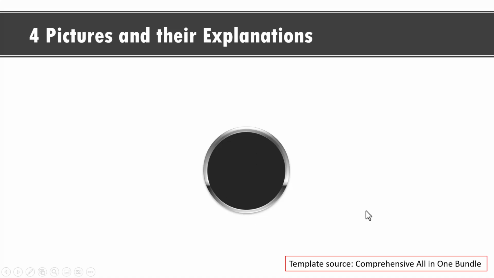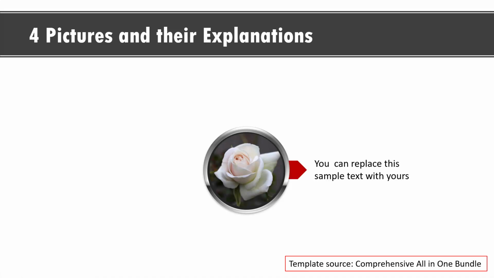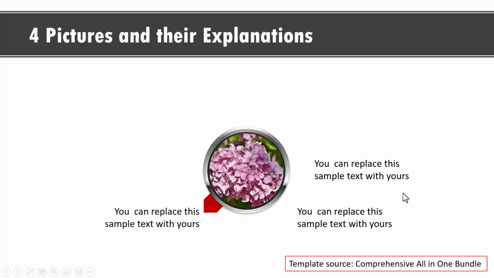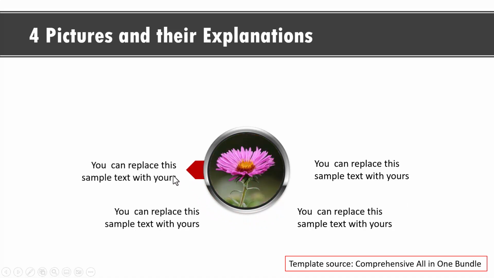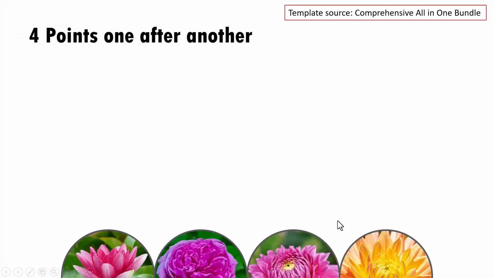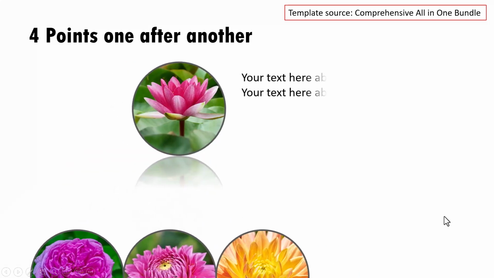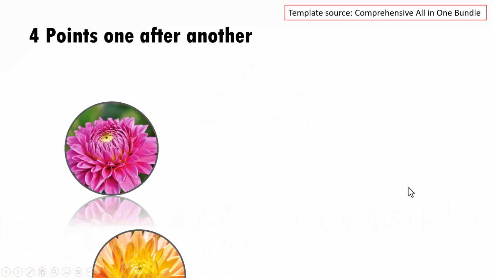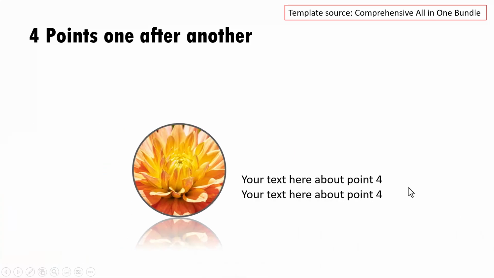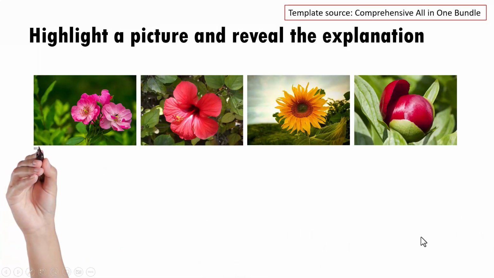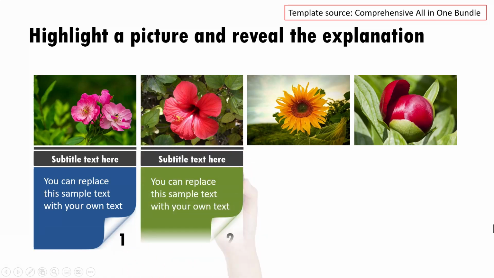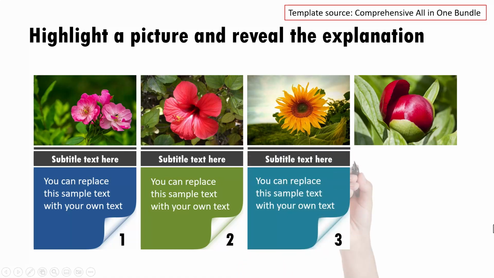Here we have a center point. On a click, we show the first picture and the explanation, and then the second picture and the explanation, and you can see that the picture changes every time I click and a new explanation is revealed. The next example is this one where we show 4 points one after another, once again with 4 pictures. On a click, we show the first picture like this and then the explanation and then the second picture, and then we have the third picture, and then we have the fourth picture. The last one is fairly simple. On a click, we have a hand that comes and underlines the details of the first picture, then the second picture, the third picture, and the fourth one.